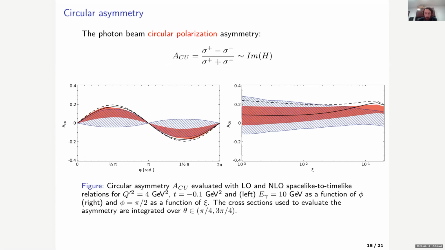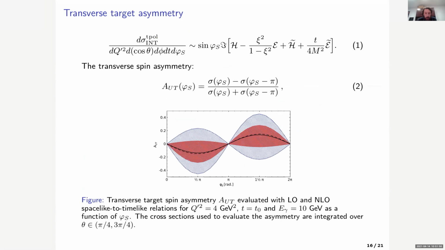Okay, so I'm heading towards the end now, and so we also predicted the transverse target asymmetry for TCS, which also can be used to measure some different combination of the Compton form factors.